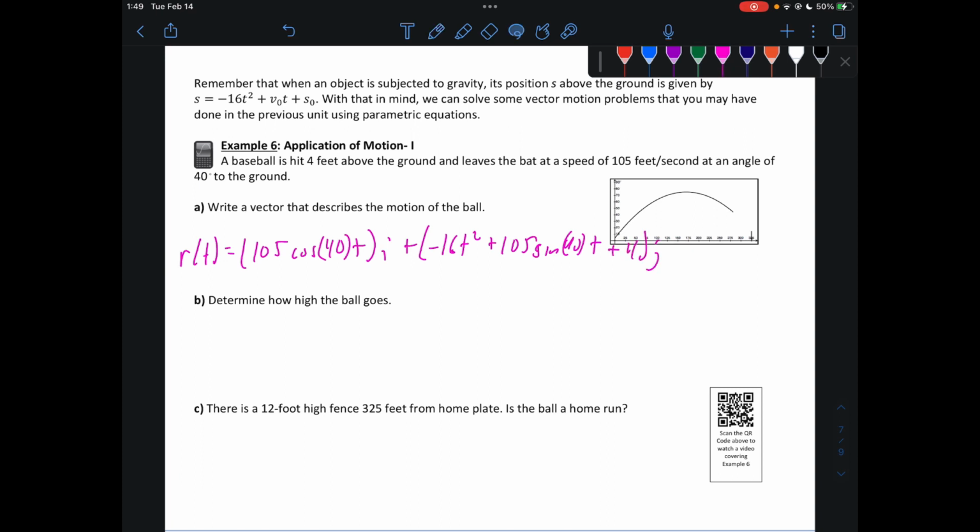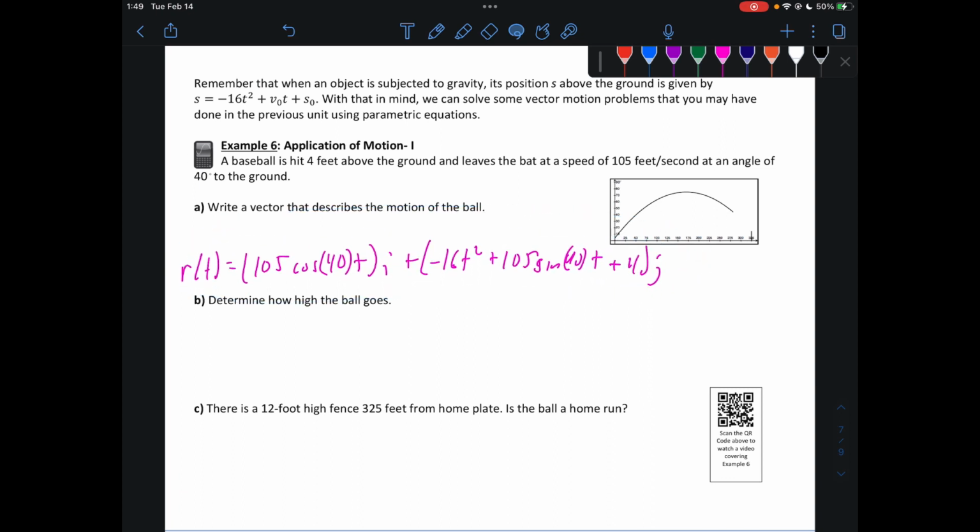j. All right, so let's make sure we understand where we got those numbers from here. So the 105 cosine 40 and the 105 sine 40, those are the components of the vector given the 105 and the 40 from the problem. And this part here is from this equation. It's the starting height and a -16t squared. I'll go with the height, the j.